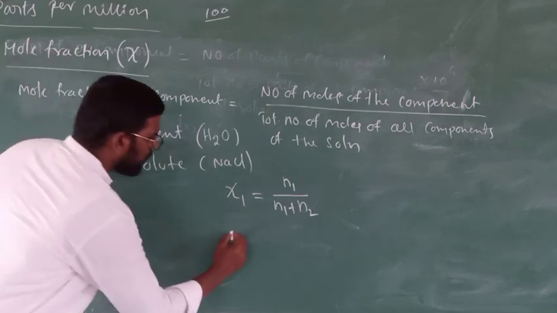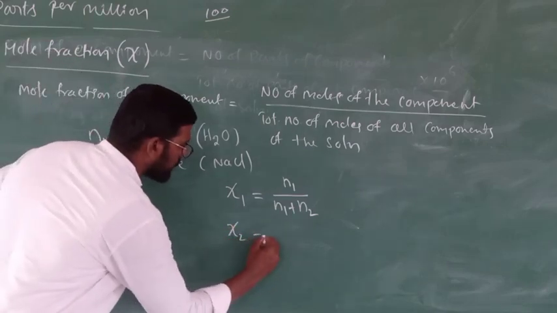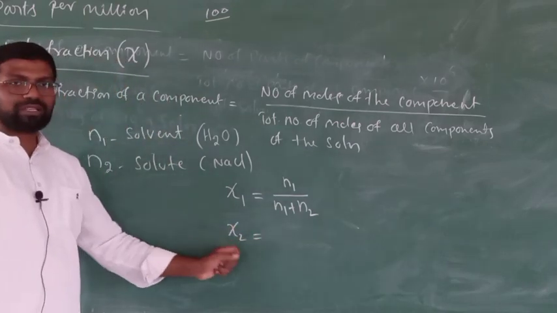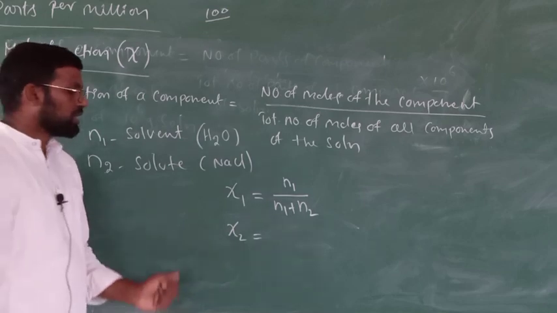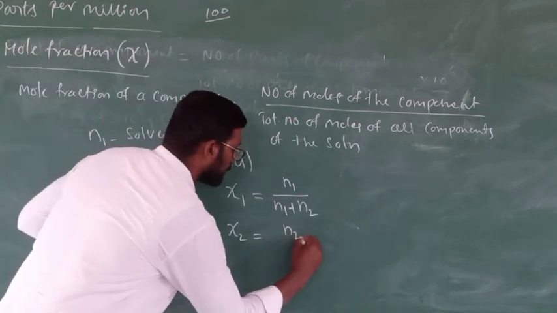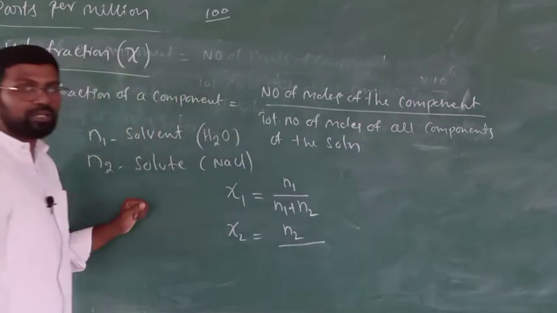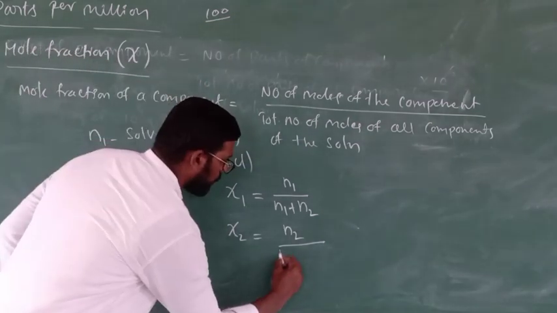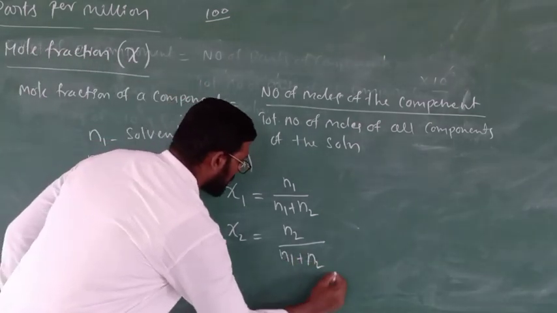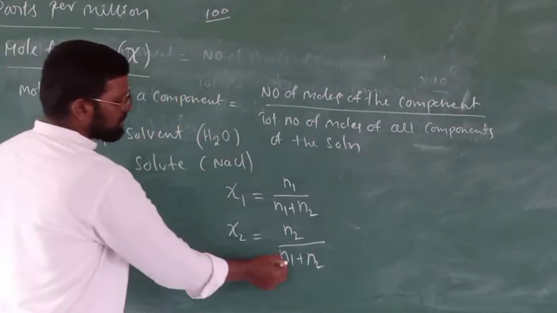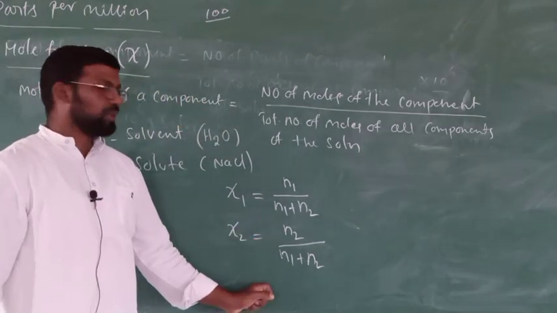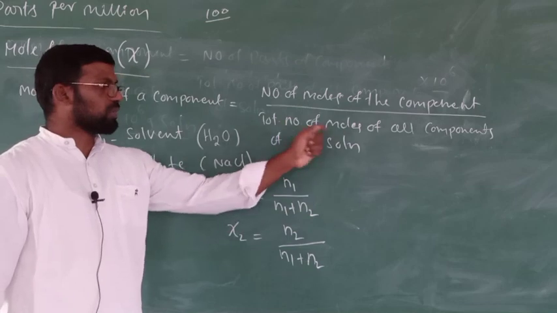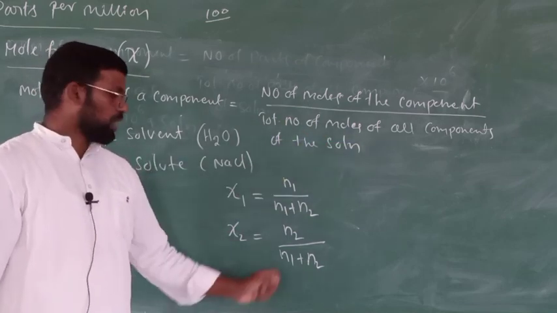Similarly, if you want to know the mole fraction of solute, x2, 2 for solute, number of moles of solute we have to use this time in the numerator, n2 by total number of moles, n1 plus n2. So here the denominator is same. Denominator is same, that is n1 plus n2, because total number of moles of all components we have to take.